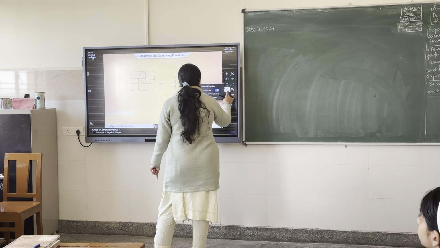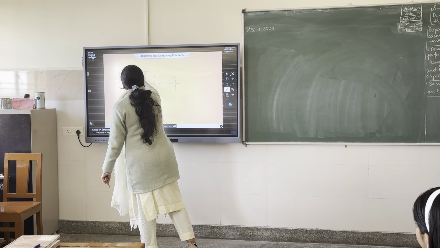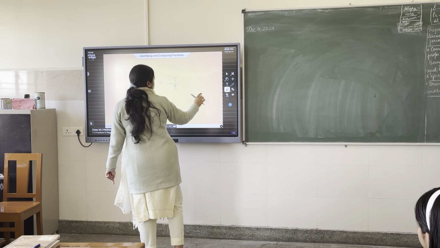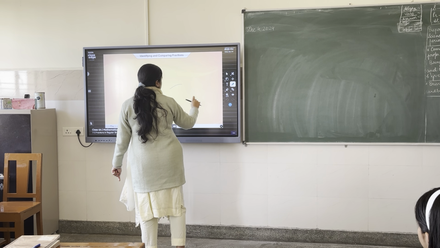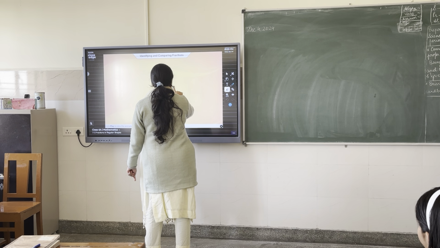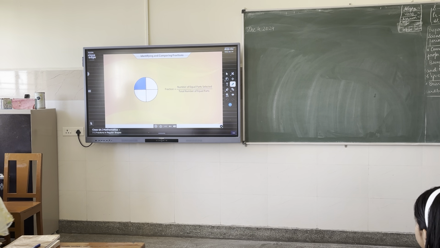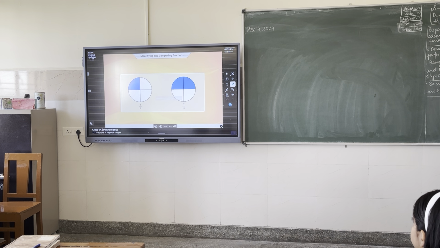Now let's see a video about fractions, how to identify and compare fractions. A fraction is expressed as the number of equal parts selected to the total number of equal parts. To compare fractions where the total number of parts is equal, compare the number of parts selected.